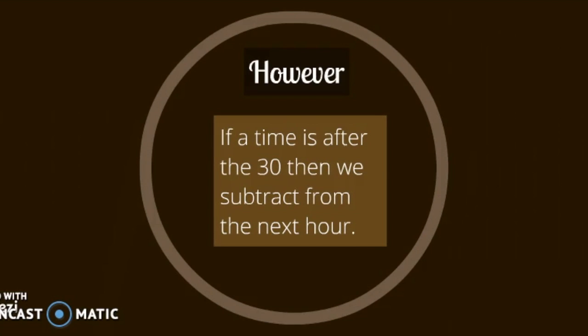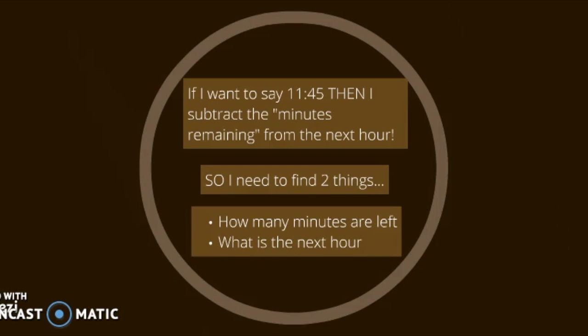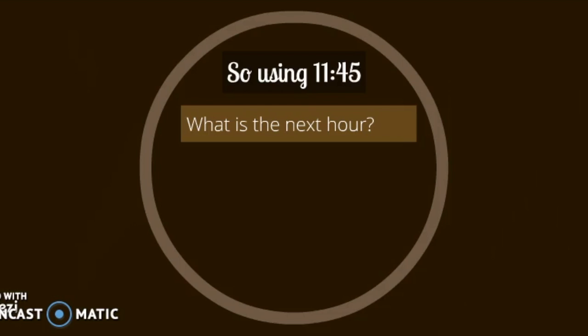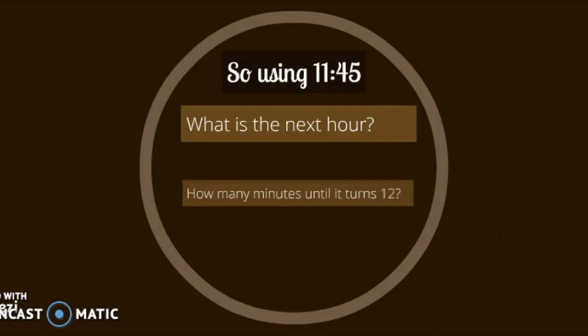Now, when we have a time that is after the 30-minute mark, we subtract it from the next hour. If I want to say 11:45, then I subtract the minutes remaining from the next hour. So I need to find two things. How many minutes are left, and what is the next hour? So if we use 11:45, I need to figure out what's the next hour. Well, the next hour is 12. And how many minutes until it turns 12 o'clock? Well, the answer is 15. So 11:45 would be son las doce menos quince. It's 12 o'clock minus 15 minutes.